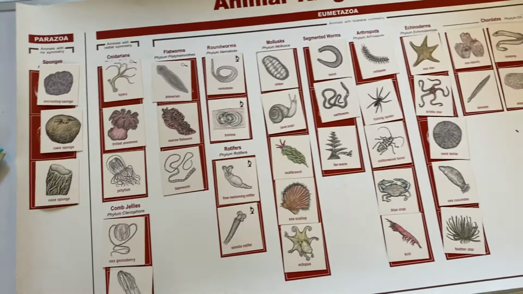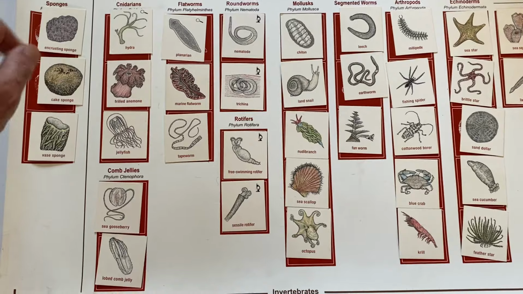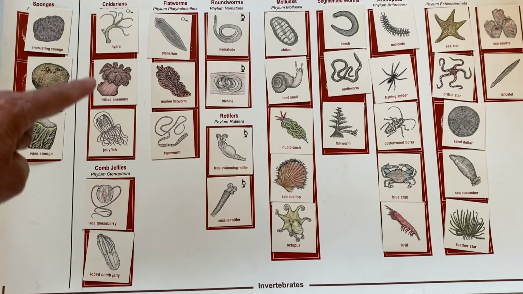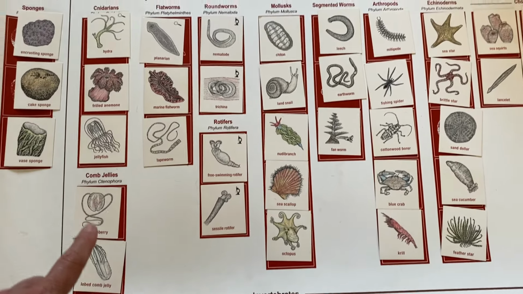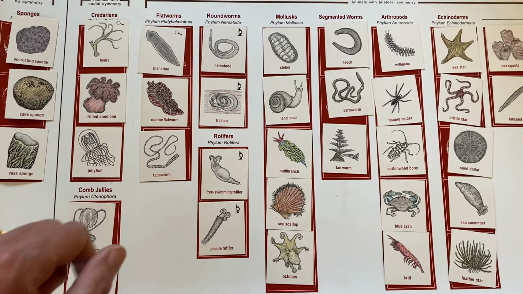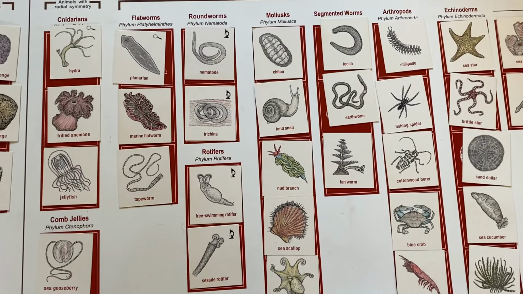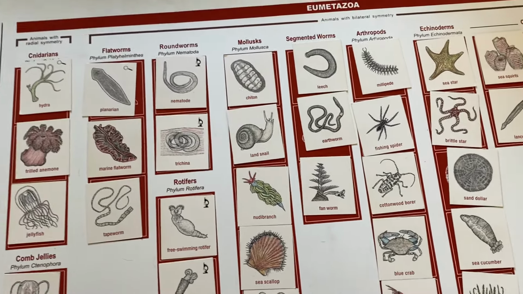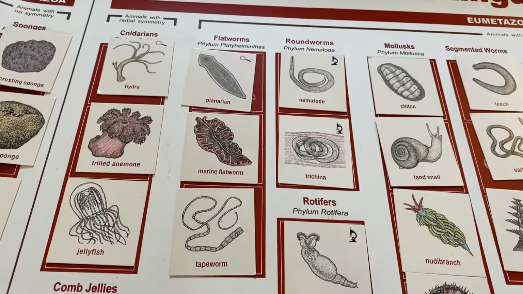So this is the chart we were looking at yesterday. Yesterday we talked about sponges. We talked about the cnidaria, those are the ones that have the stinging cells, and then the ctenophores, which are the comb jellies. Today we're going to talk about flatworms. The scientific name for that group is platyhelminthes, and some of those are pretty interesting creatures.